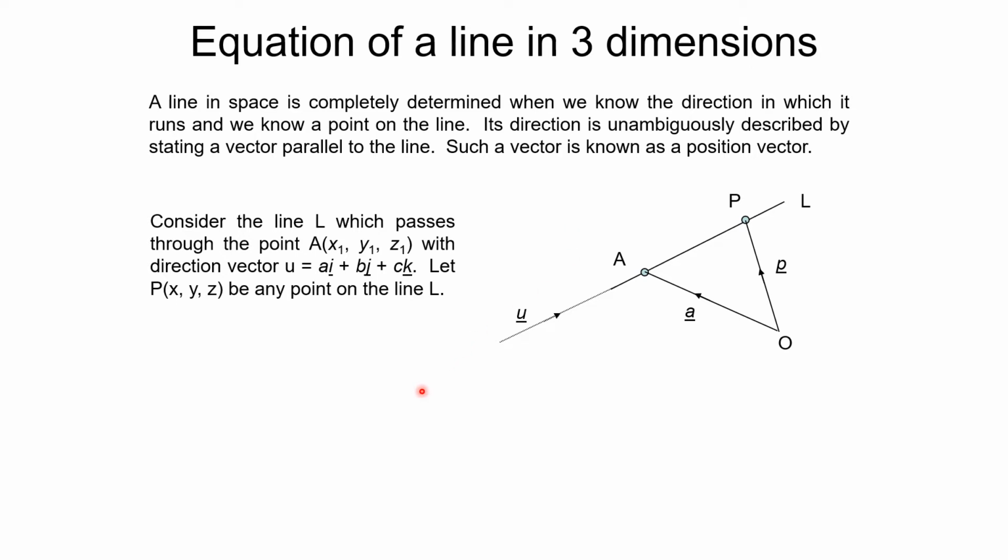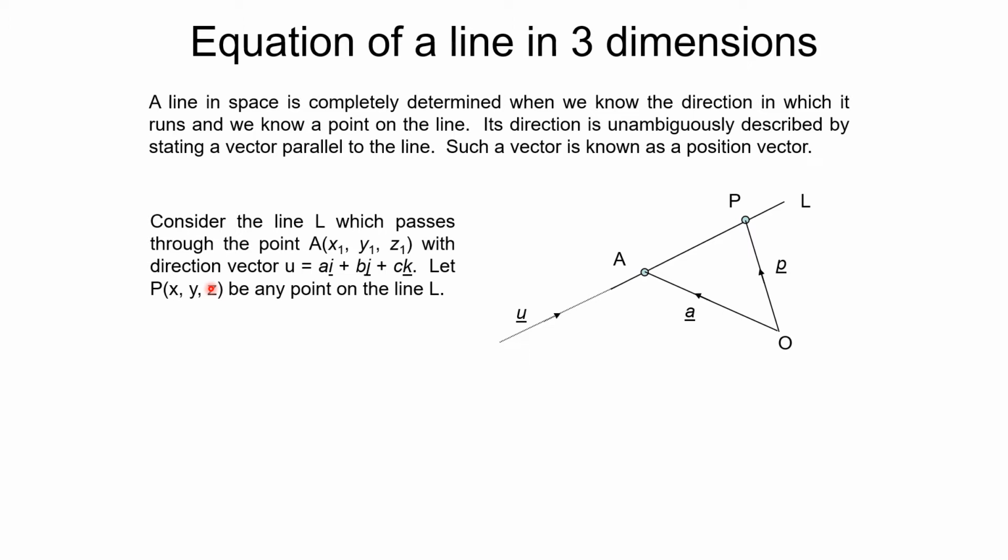The direction is always the vector which is parallel to the line, and this vector is known as the position vector. For example, consider the line L, which passes through point A. Assume point A is (x1, y1, z1), because these lines are in 3 dimensions. So the coordinates of point A have x, y, and z respectively. And the direction vector is u.